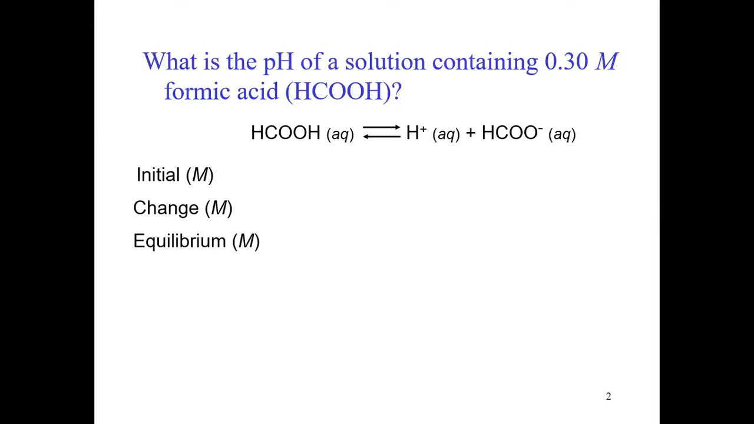So what are our initial conditions? Well, we have 0.30 molar of the formic acid, and then we have none of the ionization products. We're going to have a change. Again, I'm going to use the letter Y to represent it. Oh, look at that, they use X in this one. Okay, we'll use X then. All right. And so at equilibrium, we have these concentrations of our species.